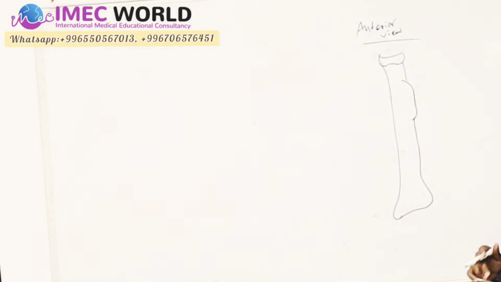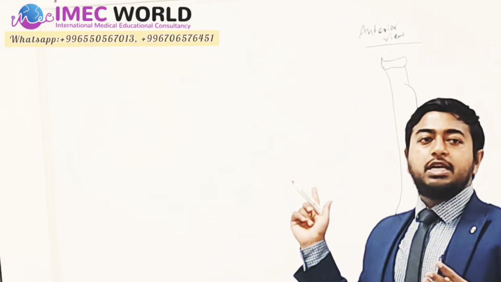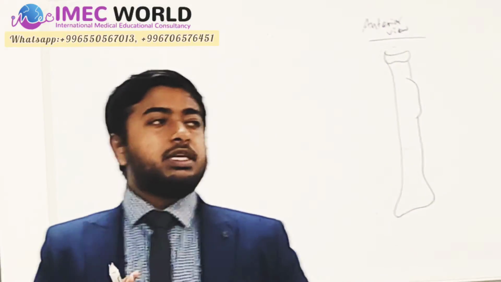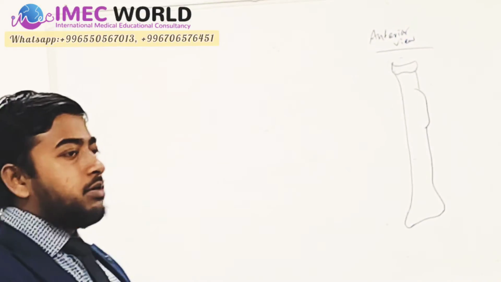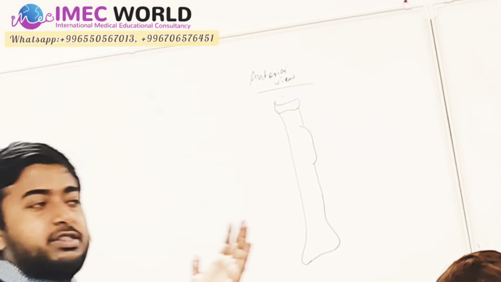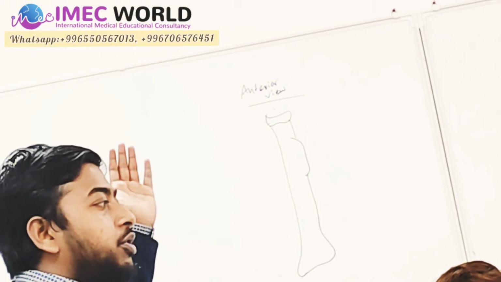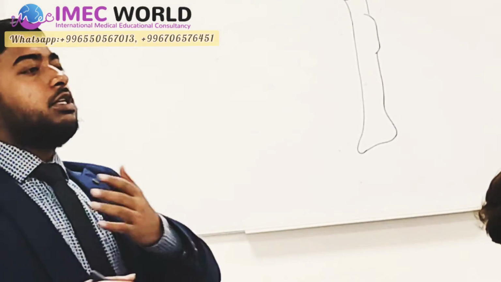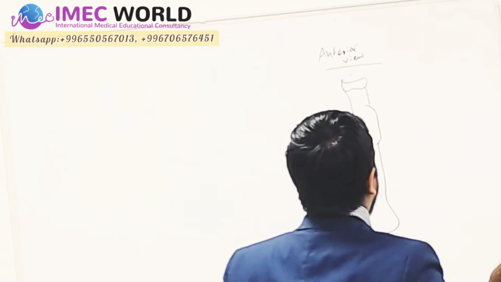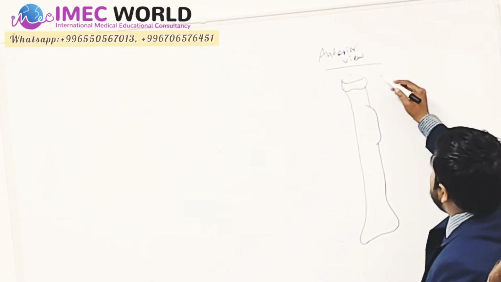Just like any other long bone, the radius has three parts. The middle part is the shaft, and superior and inferior we have two ends of the radius. The superior end is called the proximal end because it is closer to our body, and the inferior end is called the distal end. So these are the three parts of radius.